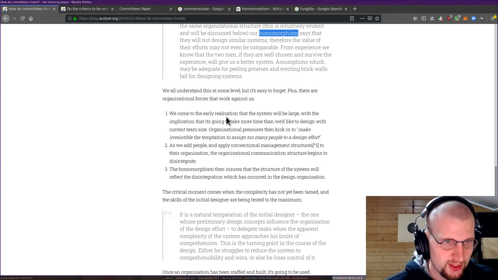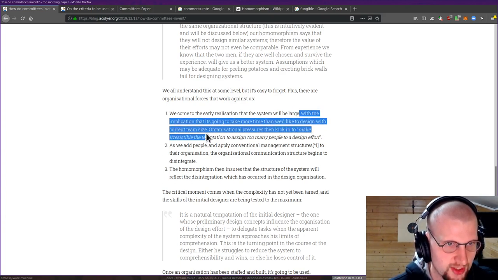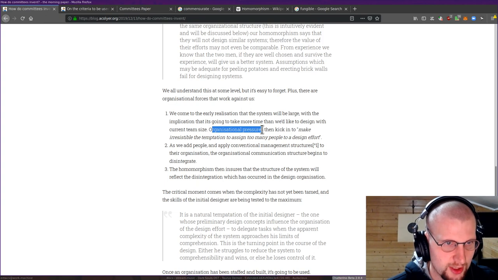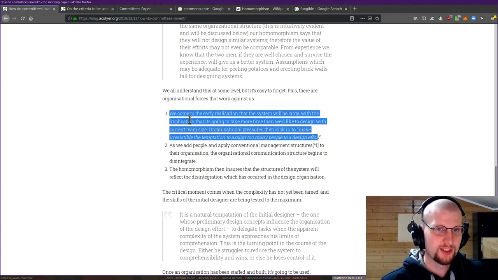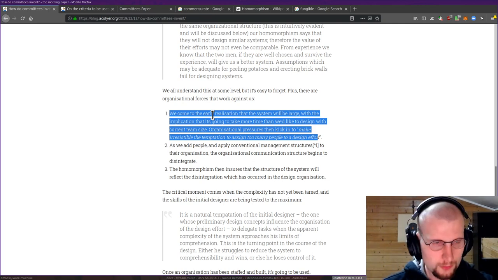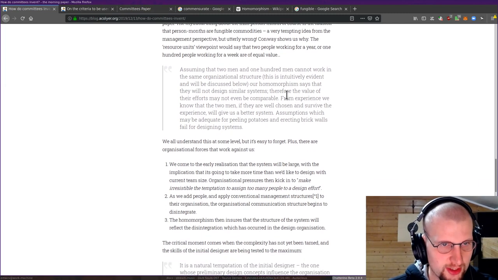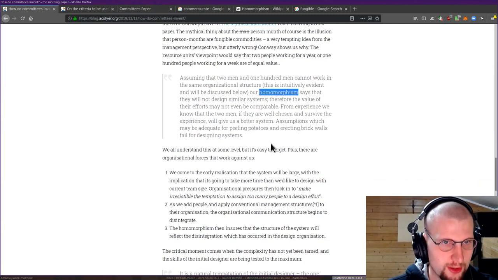We come to the early realization that systems will be large, with the implication that it's going to take more than we'd like to design with the current team size. Organizational pressures then kick in to make irresistible the temptation to assign too many people to the design effort. Actually, this is also kind of interesting for startups. If you start a startup and you don't hire too fast, but use your money to burn longer, you get a better result. And the system will also be more cohesive, I guess, if you take the morphism into consideration.